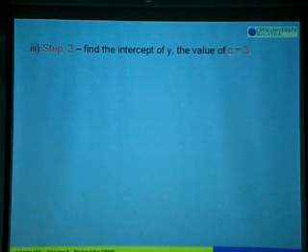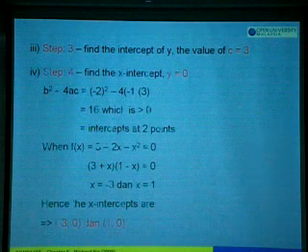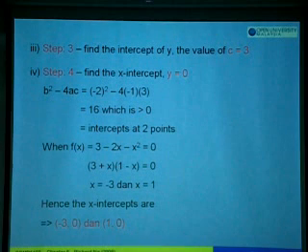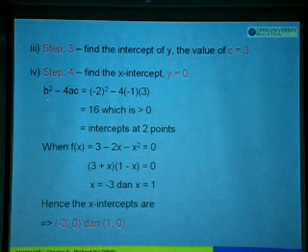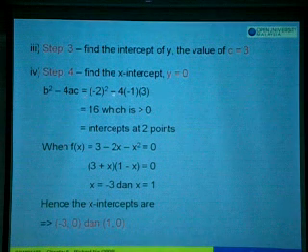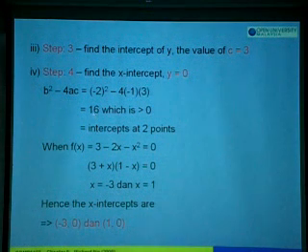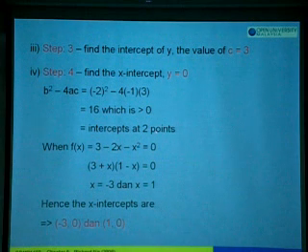Step 3 is to find the y-intercept. We just refer to the value of c. In this case, c equals 3. And step 4, find the x-intercept. Remember, y is equal to 0. So before that, let's check the value of b squared minus 4ac. When we substitute, we'll get the answer equals 16. Since 16 is greater than 0, there will be 2 intersection points.